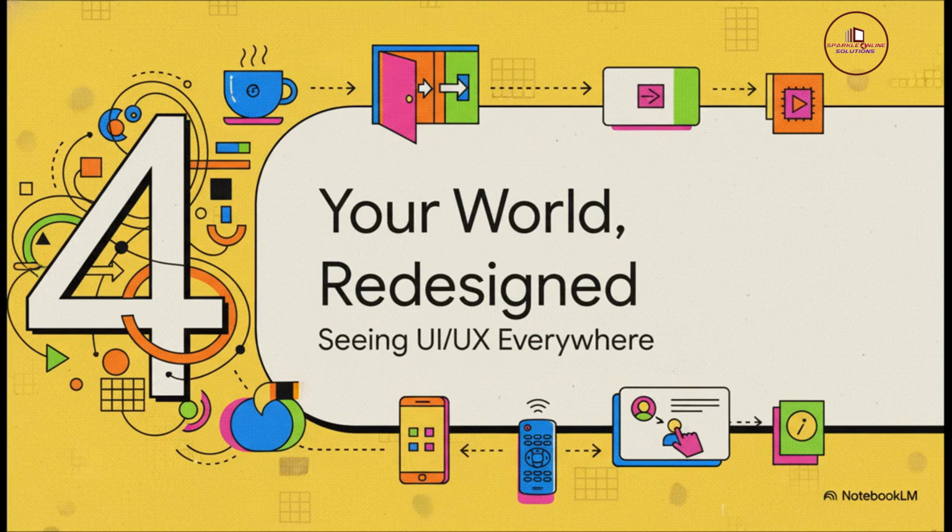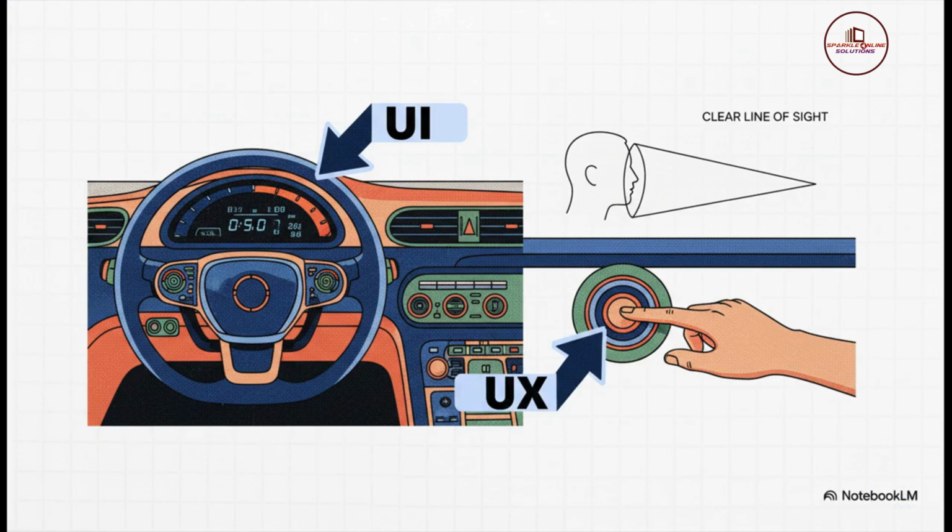Now for the really fun part. Once this clicks, I promise you, you are going to start seeing UI and UX absolutely everywhere. Your world is about to be redesigned through this new lens. Think about your car dashboard. The sleek look of the speedometer and the design of the buttons, that's all UI. But the UX? That's about being able to reach the radio without taking your eyes off the road, or having no major blind spots. It's about how the car makes driving easier and safer.